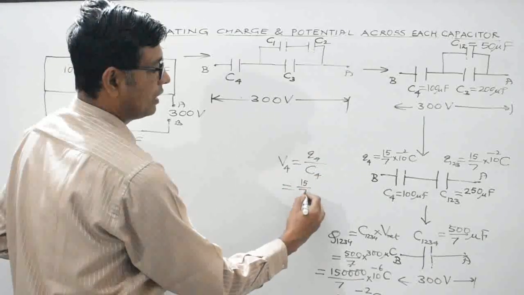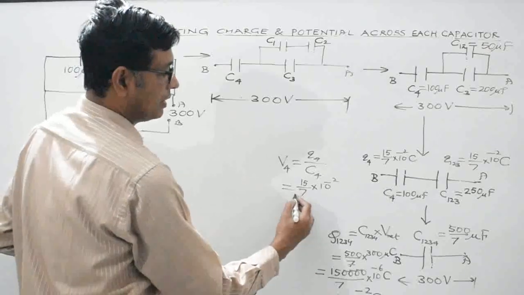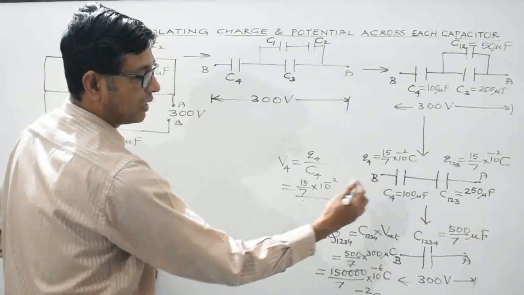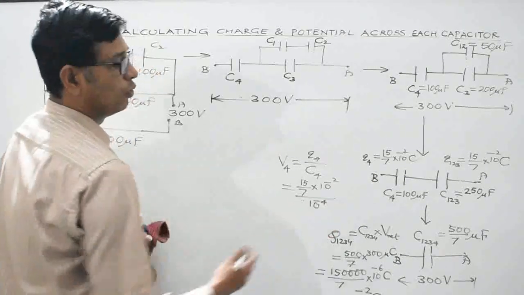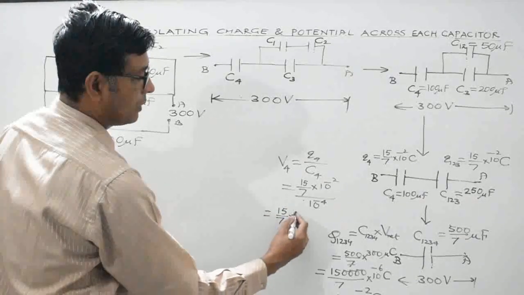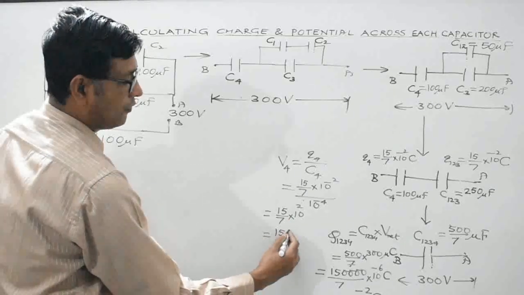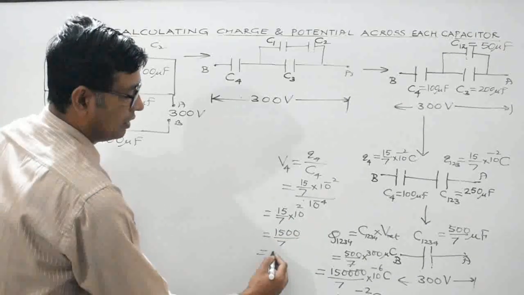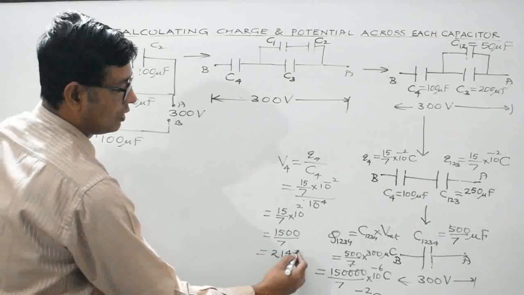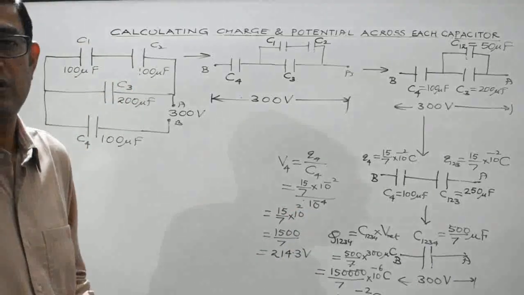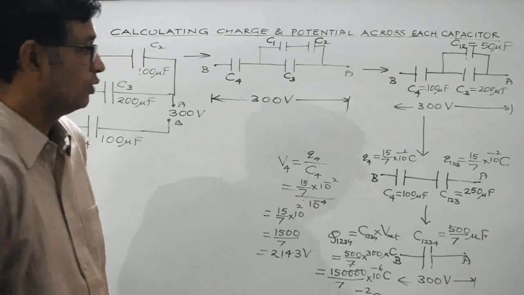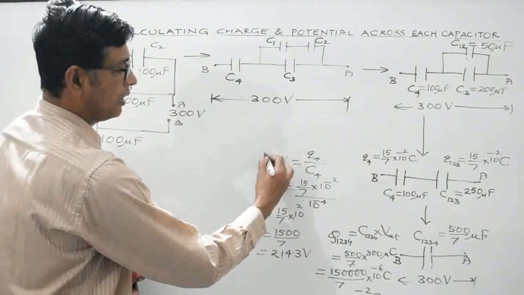What about V4? It will be equal to Q4 divided by C4. Q4 is 15 by 7 into 10 to the minus 2 divided by C4, that is 100 microfarad, which is 100 into 10 to the minus 6, that will give us 10 to the minus 4. Right? So what you get is 15 by 7 multiplied by 10 to the 2. So 1500 divided by 7, which is almost 214.3 volts. Right? So this is the potential difference across this. So we have obtained V4.